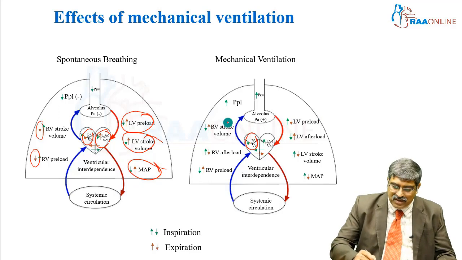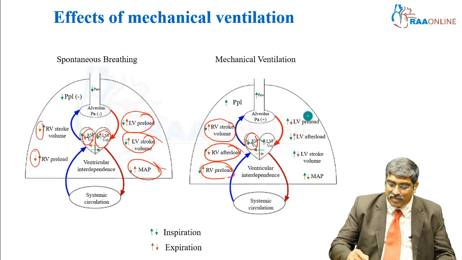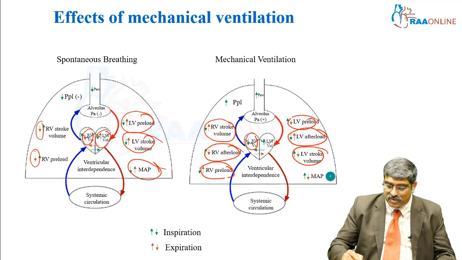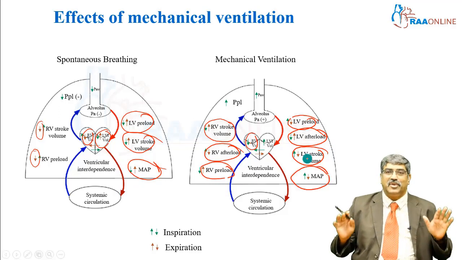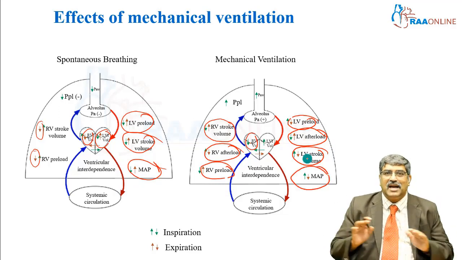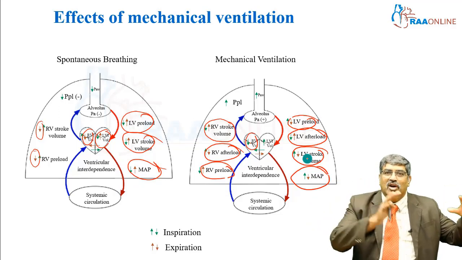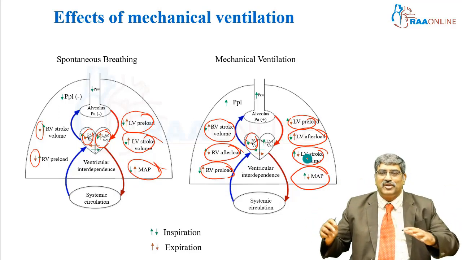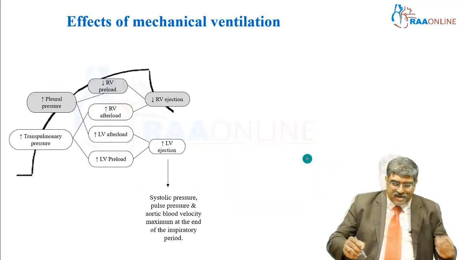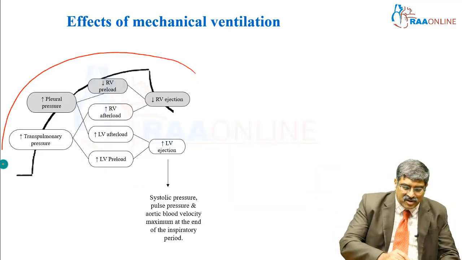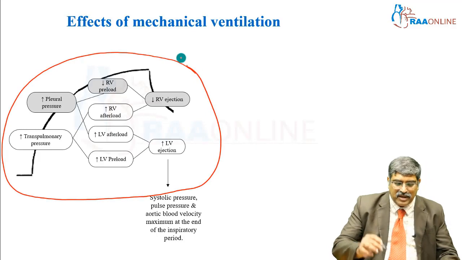Here you can see your RV stroke volume going up, RV afterload coming down, RV preload increases, LV preload comes down, your LV afterload increases, LV stroke volume comes down and your mean arterial pressure comes down. So you have spontaneous, you have mechanical. What happens during inspiration? What happens during expiration? These are the findings with mechanical ventilation with inspiration.